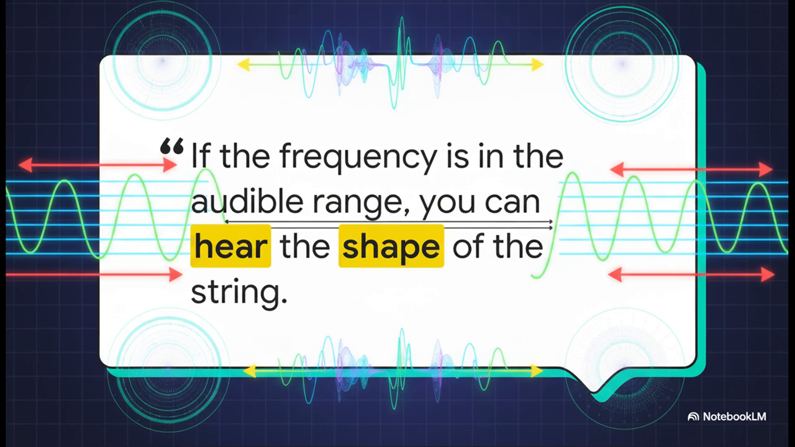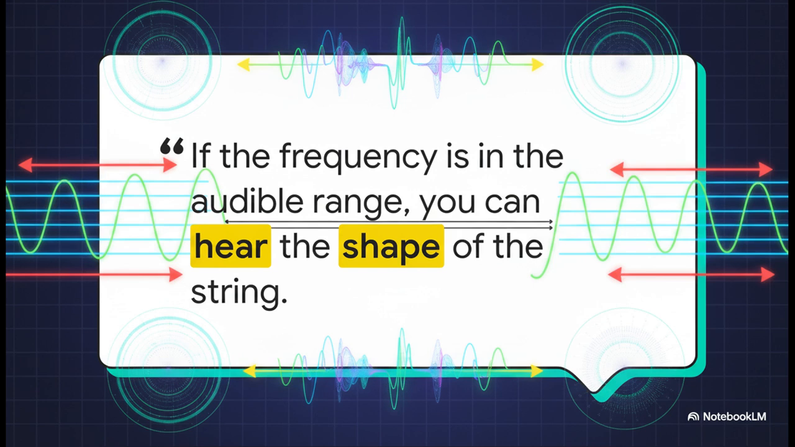The crucial takeaway here is summed up so perfectly by this quote. If the frequency is in the audible range, you can hear the shape of the string. Think about it. When you pluck a guitar string, you aren't just magically making a sound. You're initiating these exact harmonic nodes and antinodes. The distinct pitch you hear is literally the sound of these standing wave patterns vibrating the air molecules around them. The physics of the string is literally shaping the music we hear.